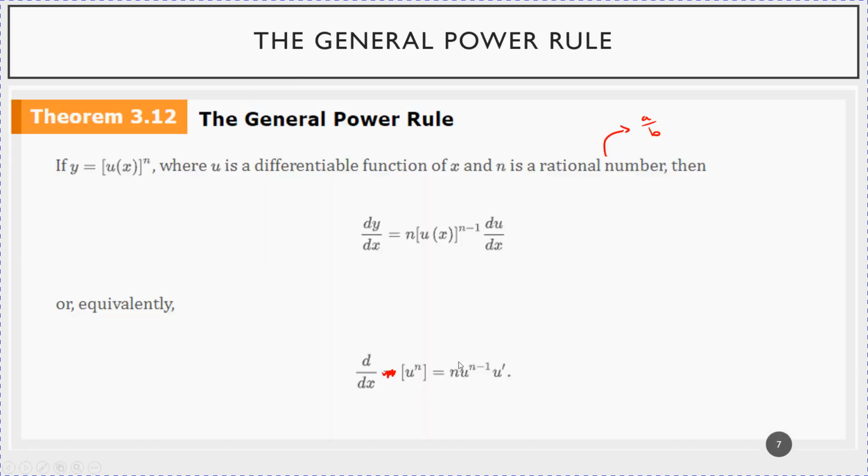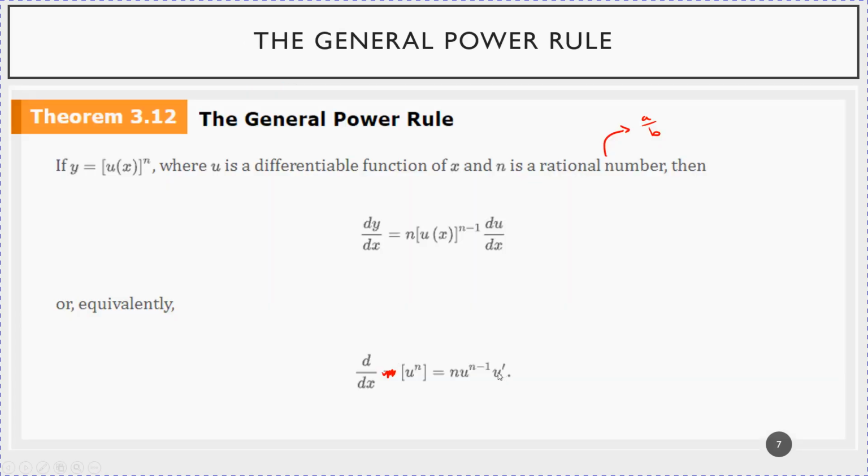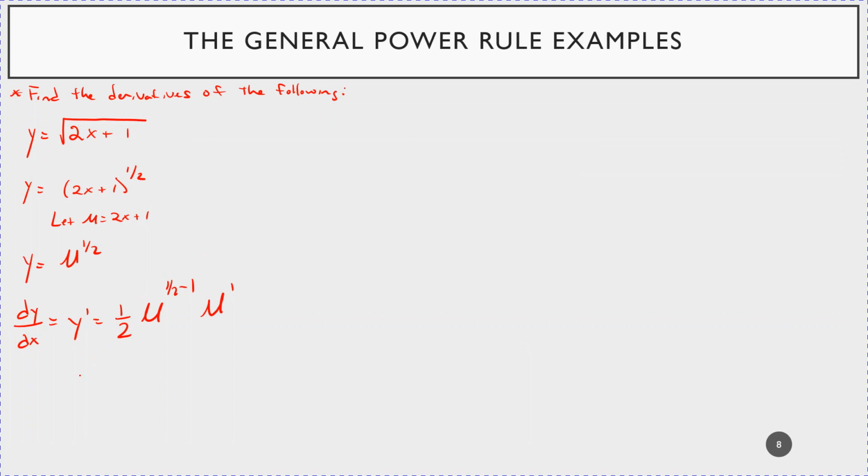Look, just apply this power rule. Bring the n down. So dy/dx, or y prime if you want to use that notation, is equal to, bring down the 1/2, u to the 1/2 minus 1, and then you need to find u prime. Well, what is u? I said u is equal to the inside, 2x plus 1, to the 1/2 minus 1, so that's minus 1/2. And then the derivative of 2x plus 1 is just 2.